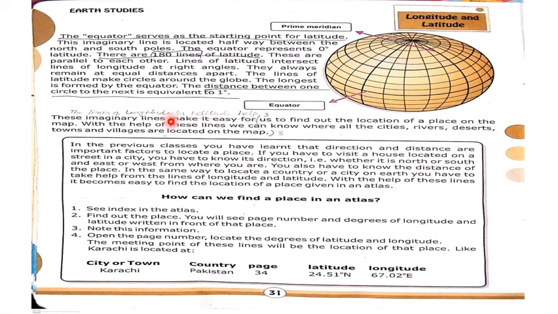And this is the paragraph that I had shown in the previous slide, about how the lines of longitude and latitude help us find any location. Okay, these are imaginary lines, no doubt, but they help us in many ways, and we can locate any city, country, river, desert, town, or village on the map.